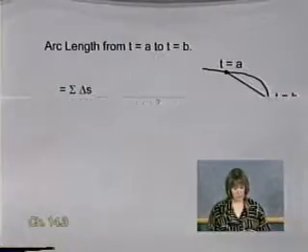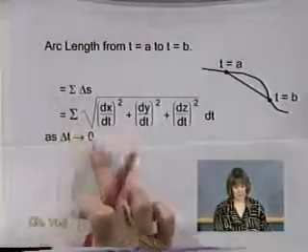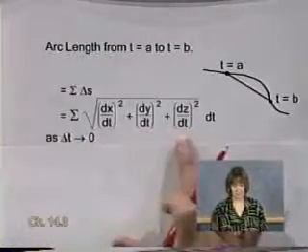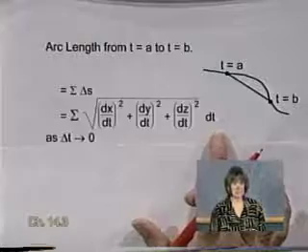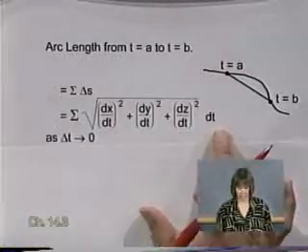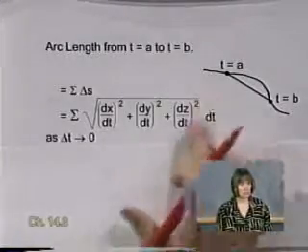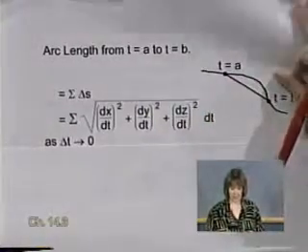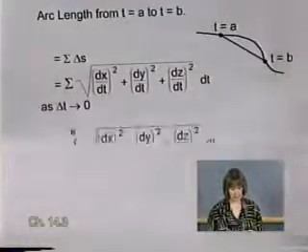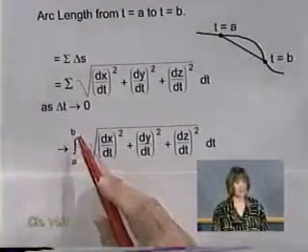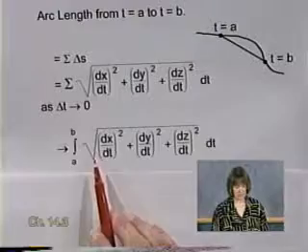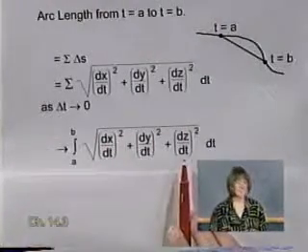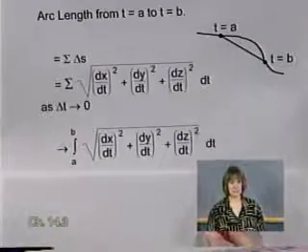I'm going to sum up all of those delta s's. And if I sum up all those delta s's, I'm going to sum up my arc length, which was the square root of dx dt squared plus dy dt squared plus dz dt squared times dt. And you guys remember from calculus 2, as we let delta t go to 0, this summation becomes an integral. And we're integrating, in this particular case, from a to b. What's the integrand? Square root of dx dt squared plus dy dt squared plus dz dt squared times dt.